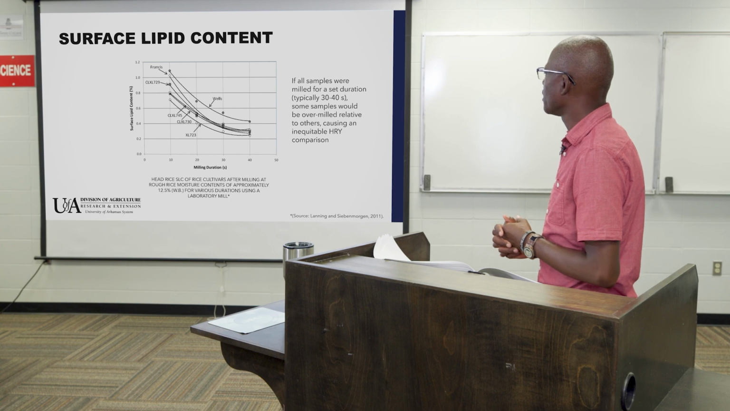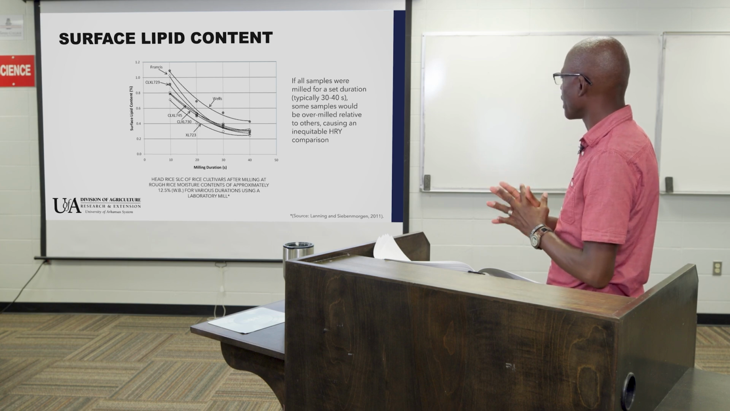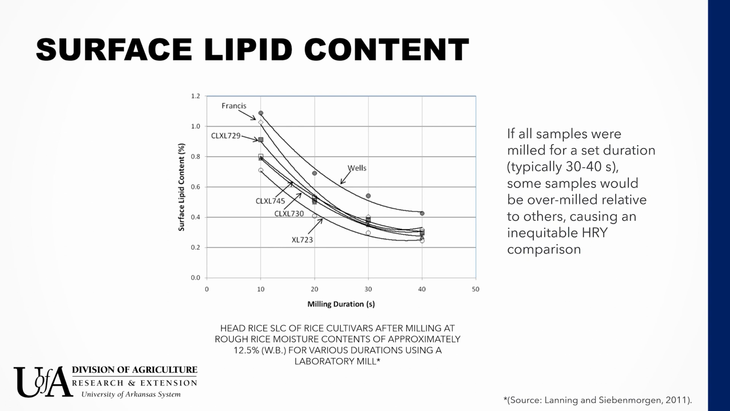This figure here illustrates a very important phenomenon when estimating the surface lipid content of rice. On the x-axis, you see the milling duration. On the y-axis, you see the surface lipid content. What this figure is trying to illustrate is that different rice cultivars are going to mill differently. And so the degree of milling has to take into account the fact that those cultivars will mill differently. And so the duration that is required to achieve a similar degree of milling has to be determined for us to be able to do a better comparison of the head rice yield.